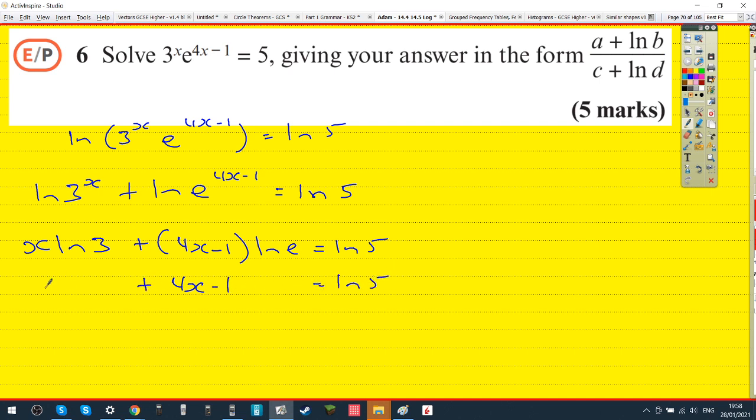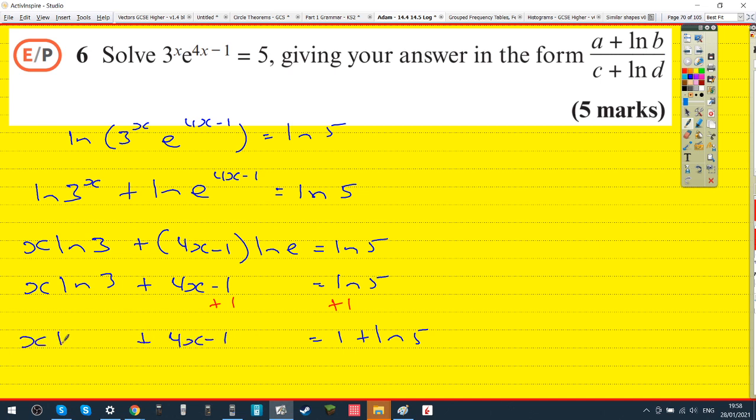And what's next? That would become x log 3 base e. Let's leave it as ln. Could you minus ln 5 on both sides? I would add 1. So send the numbers to that side, which would give you ln 5 plus 1. I'll write it as 1 plus ln 5 so we don't accidentally say ln 6.